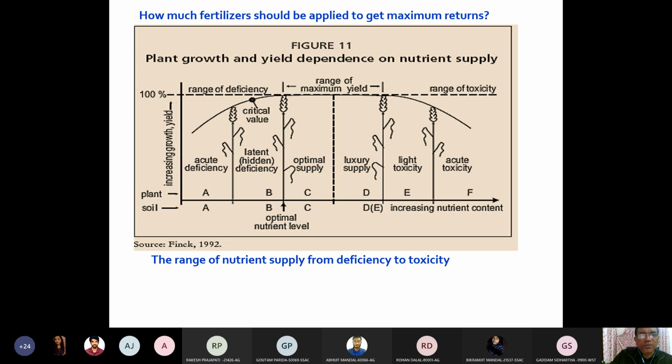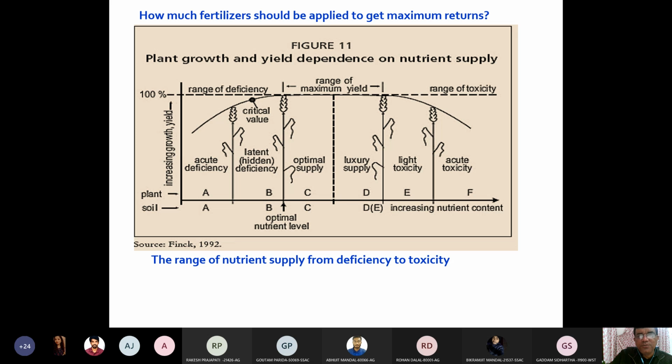And if you see the growth, here the growth or yield should be 90%. Then you still increase the concentration and you achieve 100% of the maximum possible yield. Then this is your optimum level, optimum supply of the nutrient. You further increase the supply of nutrient.